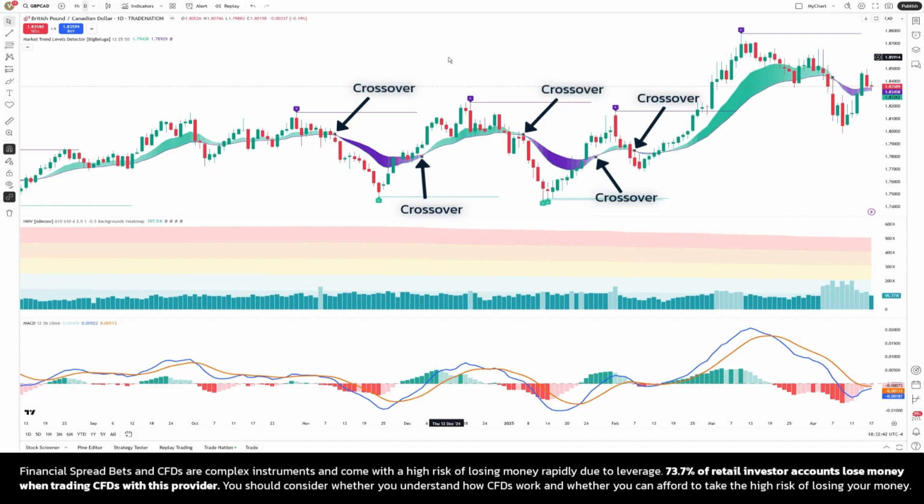Lastly, the indicator's performance is sensitive to parameter settings, making accurate configuration critical to avoid missed opportunities or excessive false signals. Overall, BigBeluga's Market Trend Levels Detector provides traders with a practical and visually intuitive approach to identifying and utilizing key market trends, supporting both short-term and long-term trading strategies.